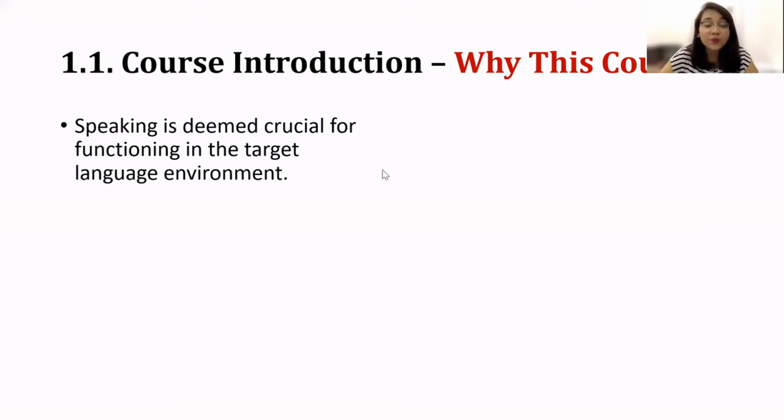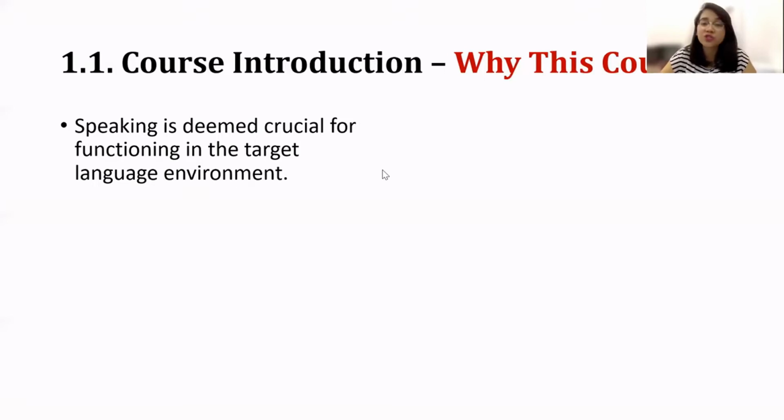The first point that we need to discuss is that speaking is deemed crucial for functioning in the target language environment, especially for those from countries in which English is used not as a second language, but as a foreign language. Well, actually, it's my country. In my country, English is treated as a foreign language, not a second language. So the use of it is not that often, like, for example, our neighboring country, the Philippines. And this is the problem.